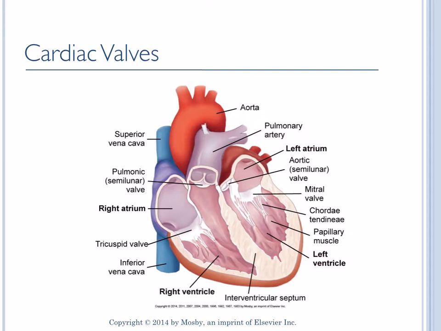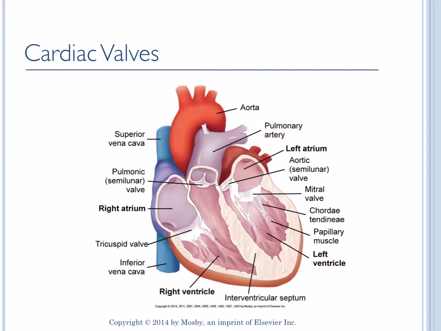When the ventricles relax, the semilunar valves close to prevent blood from flowing back into the ventricles. So again, the heart has two types of valves, and they keep the blood flowing in one direction, the forward direction. The valves between the atria and ventricles are called AV valves or cuspid valves, while those at the bases of the large vessels leaving the ventricles are called semilunar valves.